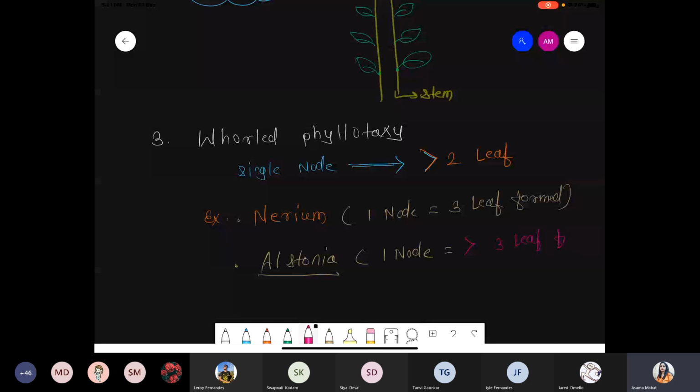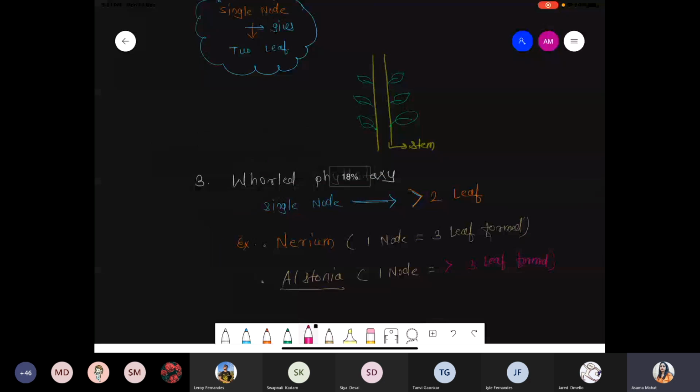So it is a simple arrangement. Number one, alternate: a single node gives rise to a single leaf, and the leaves are arranged alternately. Another one, opposite: a single node gives rise to two leaves, placed exactly opposite to each other. And the next one is whorled arrangement, where leaves are present in a circular manner. So more than two are present; it can be 3, 4, or 5, depending. Such an arrangement is called whorled phyllotaxy, where a single node area gives rise to more than 2 leaves. Nerium example, a single node gives 3 leaves, and Alstonia, a single node gives rise to more than 3 leaves. Got it?